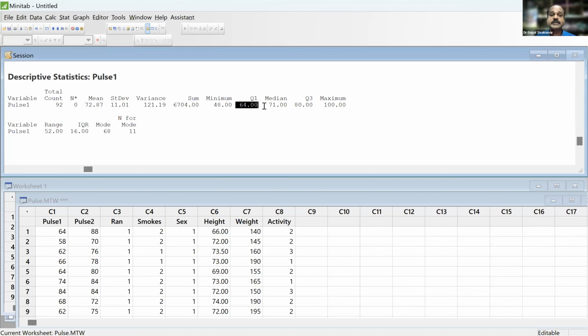At least 25% of the time, your data is lesser than quartile 1, which is 64. Can you see that? Because below quartile 1, how much percentage of the data will be there? 25%. 25% of the time, your pulse rate is less than 64. Similarly, another 25% of the time, your pulse rate is more than 80. But 50% of the time, the pulse rate is between 64 and 80.